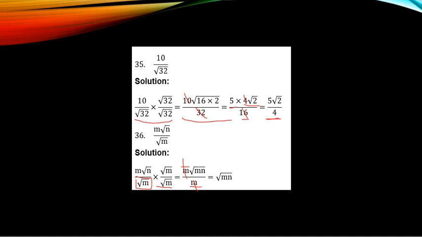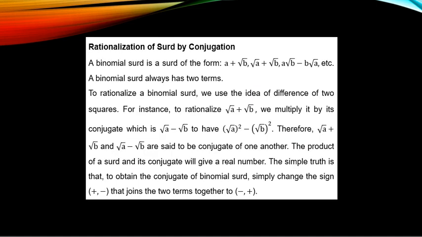Okay, so let's introduce rationalization of surd by conjugate. Rationalization of surd by conjugate. If you look at all we have done so far in this lesson, the surds are single surds. At least simple, just one. Maybe you have root 2, just like that. But in this concept, when you have two surds, it is referred to as a binomial surd.